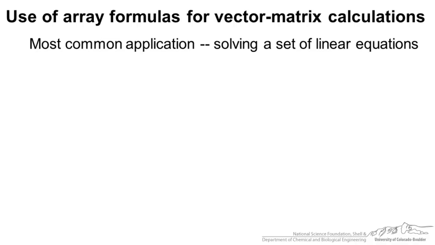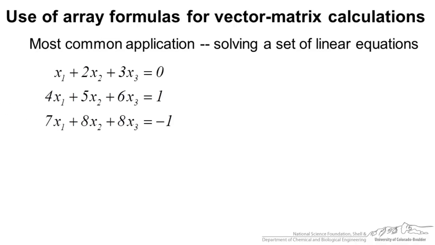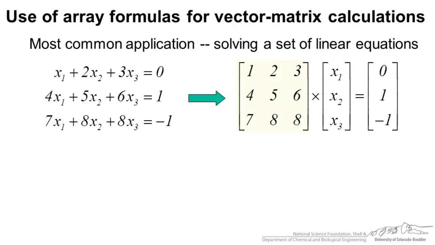The most common application for these array formulas is solving a set of linear equations. So for example, we have three linear equations and three different variables. We have three unknowns and three equations. We can always solve these. There's an easy way to do this. Okay, we can set up an array with the coefficients times the vector x, and then we can set up a coefficient vector. Okay, so a lot of times in math and science, when we're trying to determine the unknowns, we can set this up as arrays and vectors.